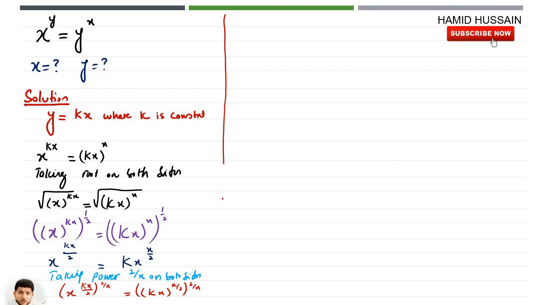And as we know that power multiplies with power, here we have x to the power (kx upon 2) multiplied with 2 upon x equals kx to the power (x upon 2) multiplied with 2 upon x. And now that 2 will cancel that 2, and that x will cancel that x. So we're going to have x to the power k equals kx.